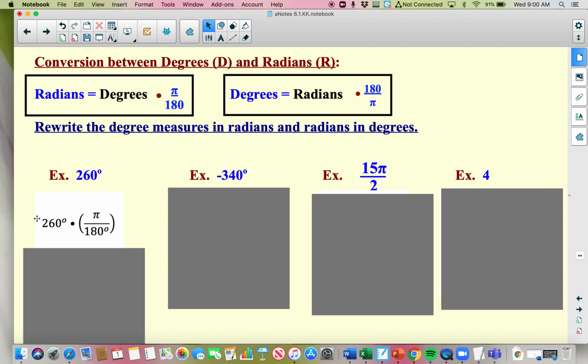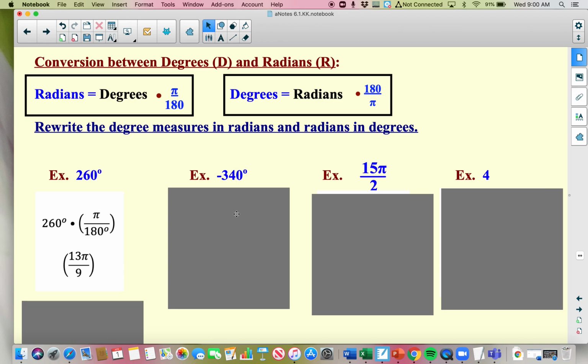If I cross reduce the 260 and the 180, that's going to reduce to 13 pi over 9. You will have to write your answer as a fraction like that, not as a decimal. So don't just dump that into your calculator and write down the decimal. Guarantee that won't be accepted on WebAssign.